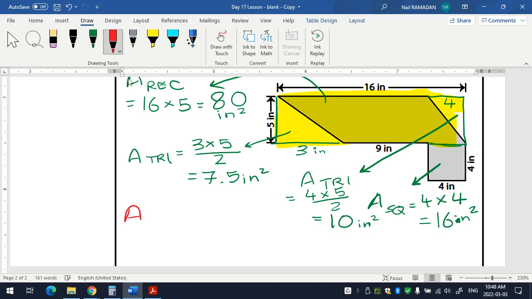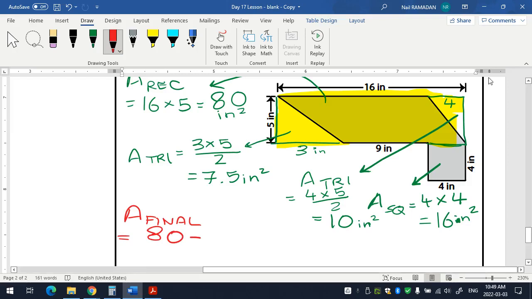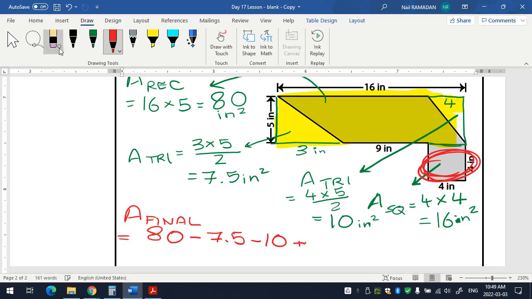A final equals. Everyone, I'm gonna start with the big rectangle because it is the big one. So that's 80. How much do we subtract first? 7.5. How much do we subtract second? 10. How much do we add last? 16. Yes.